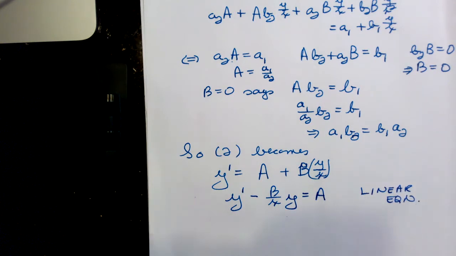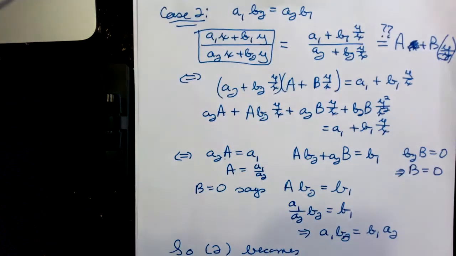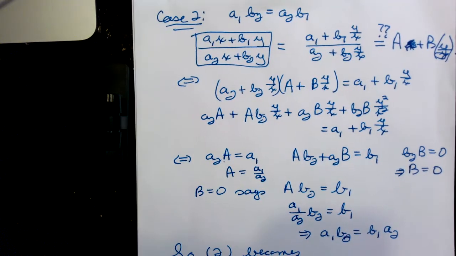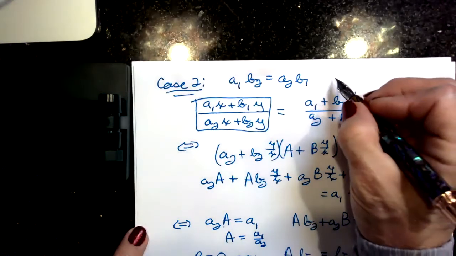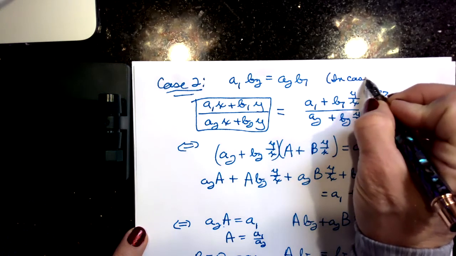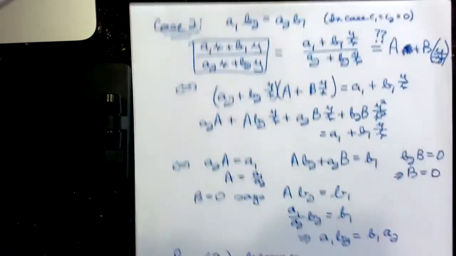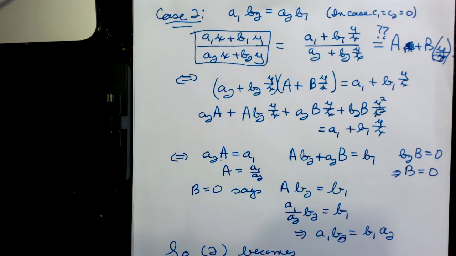And so we know how to solve it. Okay, all right, so we are done with case 2. In the case where A1 B2 equals A2 B1, it reduces to a linear equation. Now, notice I did this calculation in the case C1 equals C2 equals 0, but you can do a similar thing if C1 and C2 are not 0. I'll leave that to you to play around with.